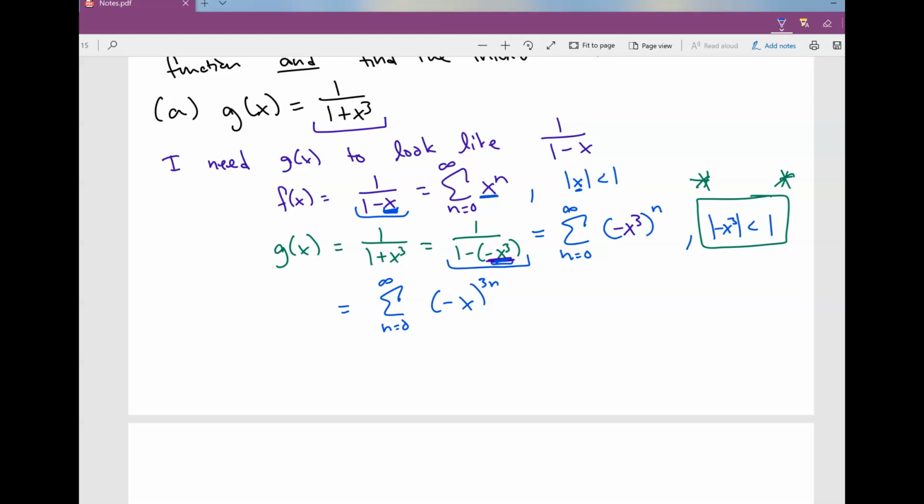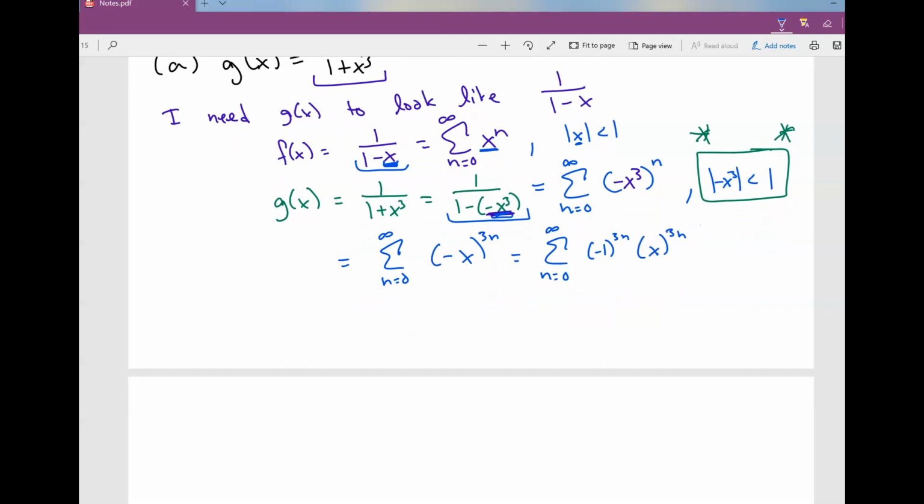Now something I can do is take out this negative. So I'm going to have the sum from n goes from 0 to infinity of negative 1 to the 3n times x to the 3n. Taking out the negative, negative 1 to the 3 is just going to be negative 1. So I can write it as the summation from n goes from 0 to infinity of negative 1 to the n times x to the 3n. All right, and that's it. This is the power series representation of this.